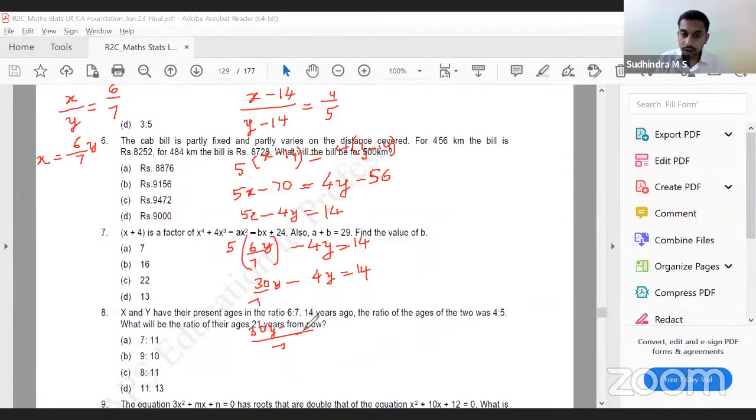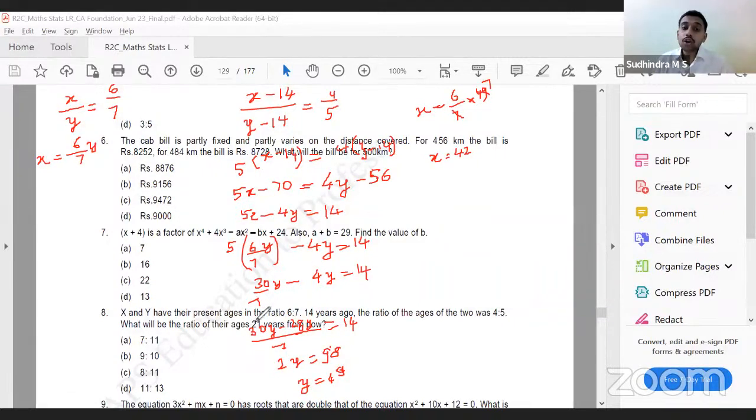30 minus 7 4s are 28 is equal to 14. 30 minus 28 is 2. So 2y is equal to 7 into 14. If I send 7 to the other side, 7 into 14, 14 sevens are 98. So y will be 49. If y is 49, we know that x is 6/7 into y, 6/7 into 49. 7 ones are 7, 7 sixes are 42. So x is 42. Their present ages are 42 and 49, but they don't want that information.